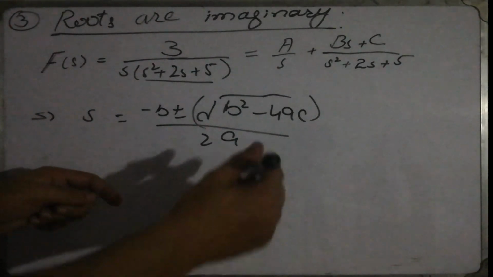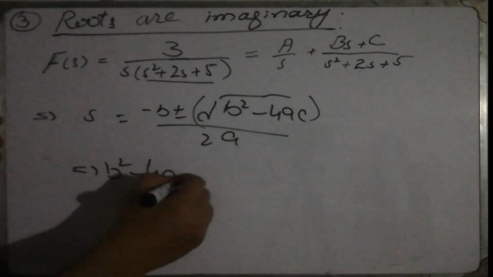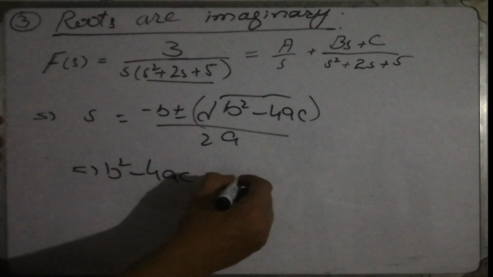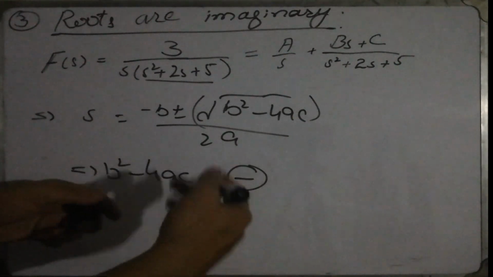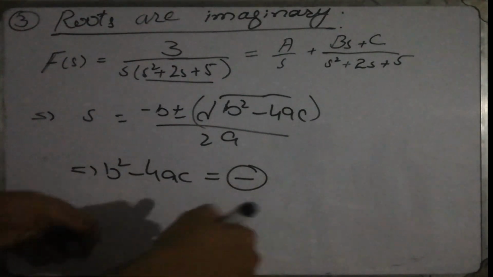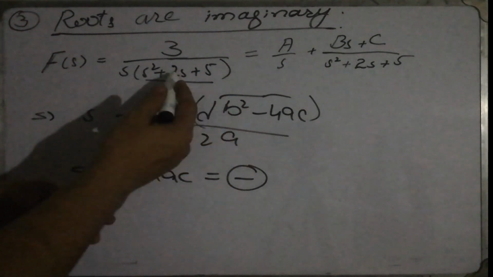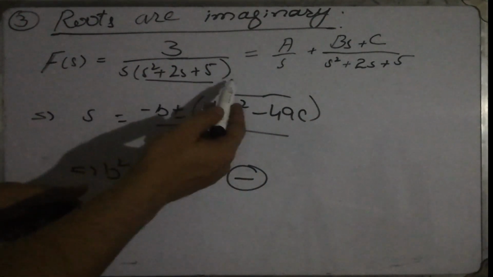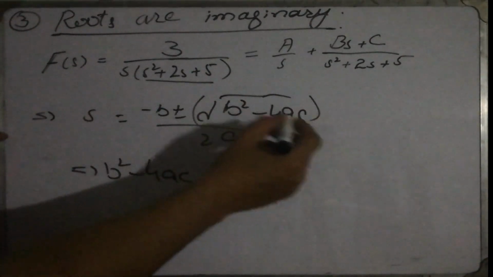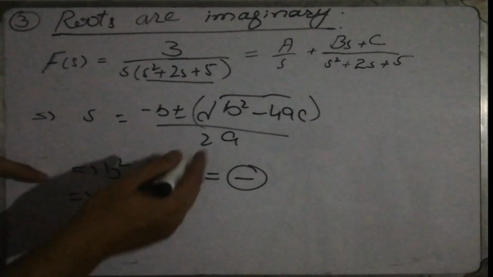our final result, which means that the discriminant, which is b square minus 4ac, would be a negative value, right? So the square root of a negative value provides us with the iota or an imaginary number. Like in this case, we have the value of b equal to 2, a is 1, and c is 5. Let's try to find out if it is negative or not.